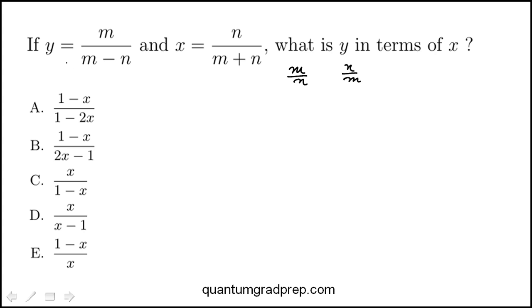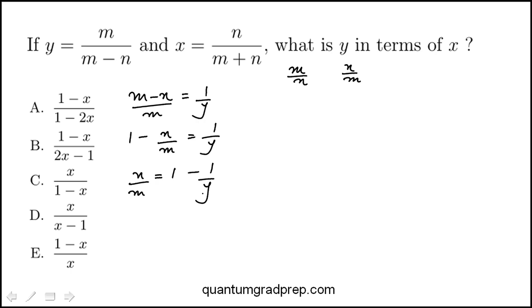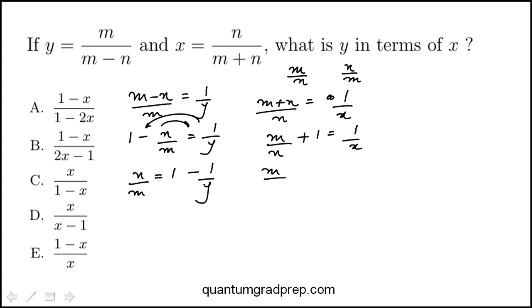So what I'm actually going to do is to create this ratio, either m over n or n over m. And I'm going to flip these, so that becomes m minus n over m is 1 over y, divide by m. So that means n over m is equal to 1 minus 1 over y, essentially moving this here. I'm going to do that here as well. So flipping both sides, then dividing by n. So I get m over n is 1 over x minus 1.